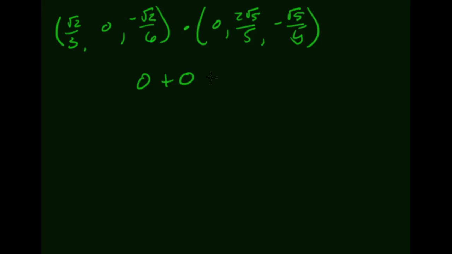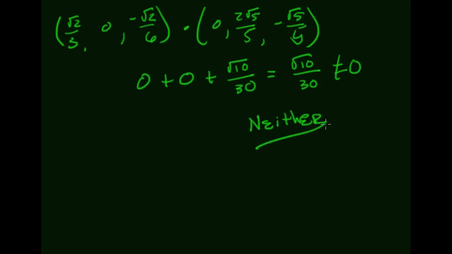The second one gets me 0. And then I've got positive square root of 10 over 30. So that dot product is a positive square root of 10 over 30, which is not 0. Which means I'm not orthogonal, which means I cannot be orthonormal. So this is a case where I am neither. All right, so let's move on to number 5.